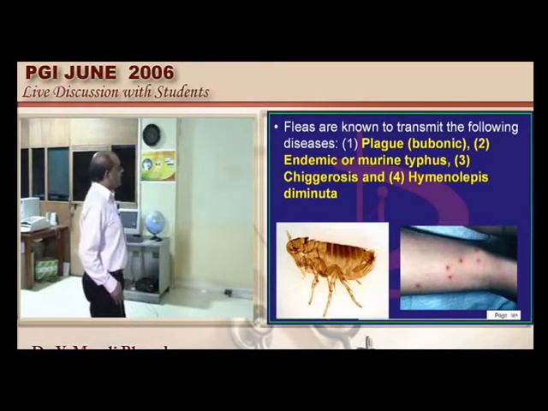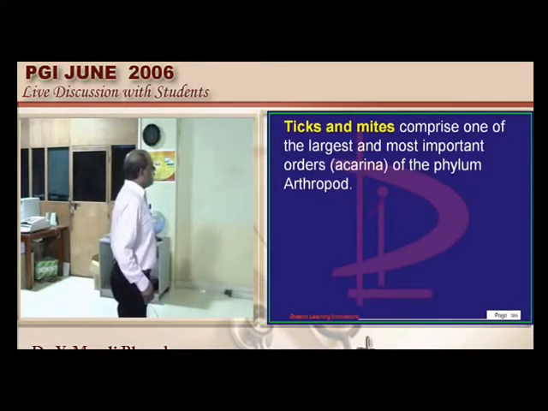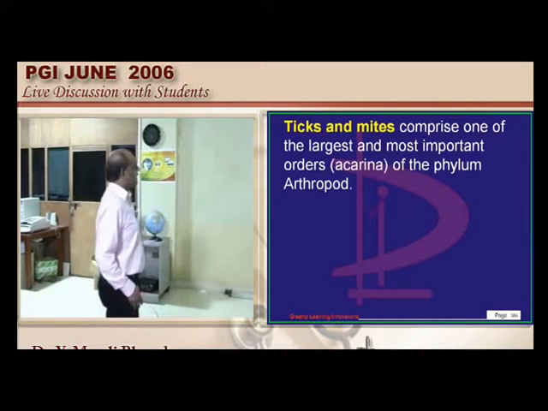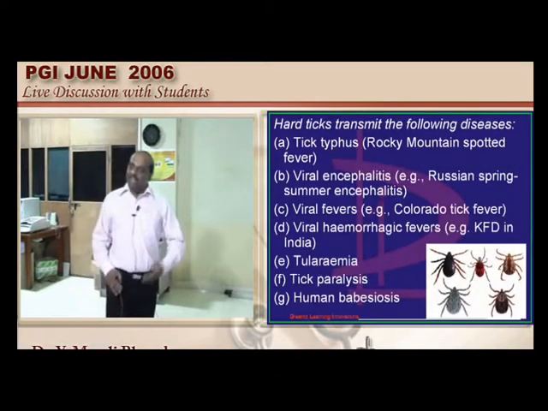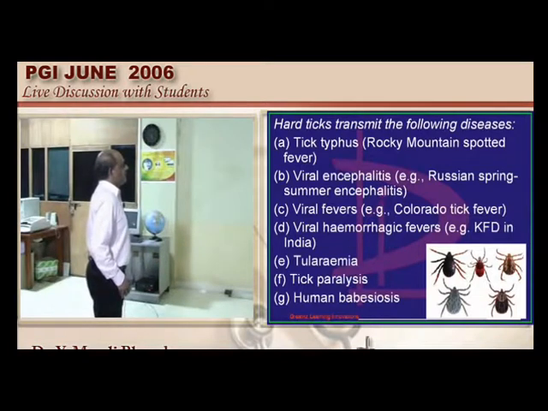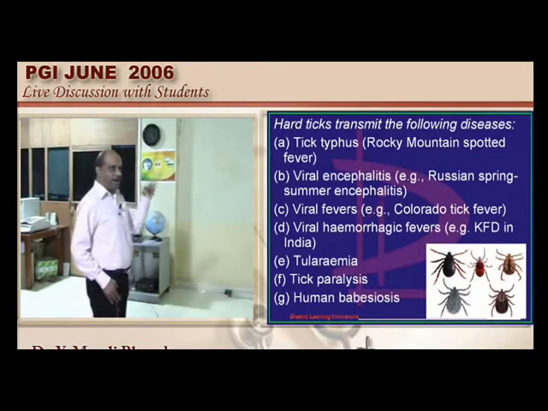So we finish louse, we finish flea, then we have ticks and mites. Ticks and mites are one of the major groups of Arthropoda. Out of all species, which is the biggest class? Arthropoda. Common question in the 12th class exam, right? So you have hard ticks and soft ticks, two groups to remember here. Tick typhus is by the hard tick, viral encephalitis, viral fevers, and Kyasanur Forest disease in India, tularemia, tick paralysis and babesiosis. They are all basically by these hard ticks.